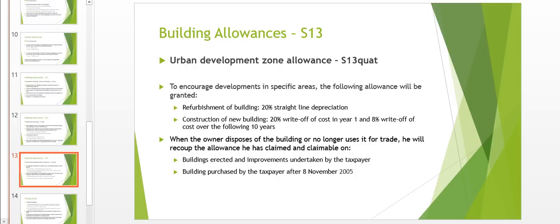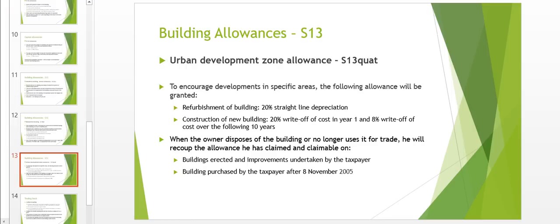And then when the owner disposes of a building or no longer uses it for trade, he will recoup the allowance he claimed on the buildings. So this is buildings purchased by the taxpayer after the 8th of November 2008.